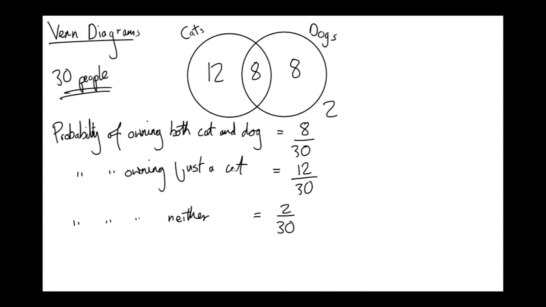Okay, so that's all good. We can just pick off values from the diagram. But I might ask you a slightly more complex question. I might say, what's the probability of owning a dog? Okay, so the probability of owning a dog. Now this might sound like the same question I just asked.